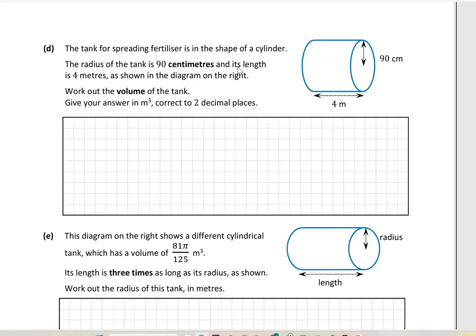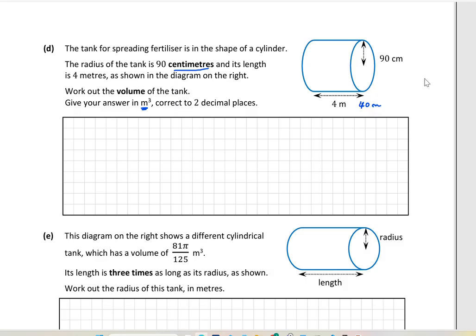D. The tank for spreading fertilizer is in the shape of a cylinder. The radius of the tank is 90 centimeters. They're putting that in bold, so let's be careful with that. It's centimeters here, but they're looking for meters later, so we need to watch that one. So this is meters, the same as saying 90 centimeters. We just need to watch that in a second.